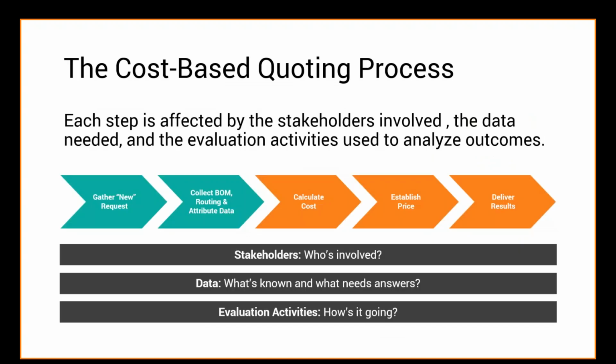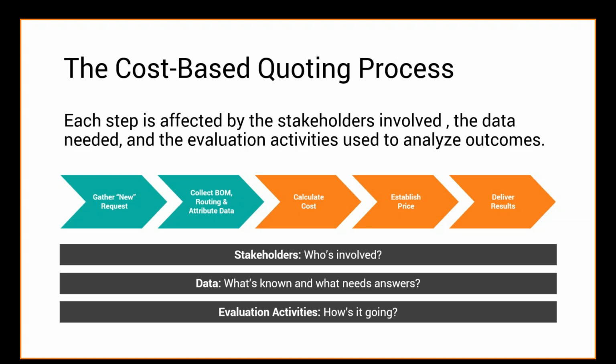So let's talk a little about the cost-based quoting process. There's a couple of steps that we usually see, and each step is affected by the stakeholders, the data, and the evaluation activities used to analyze the outcome. We're going to focus on these three things in just a minute, right? But usually how it works when we talk about cost-based quoting, we start with a new request that comes from somewhere. It might come through a CRM system, through an email, or through an internally developed system, right? But there's a new request that comes in.